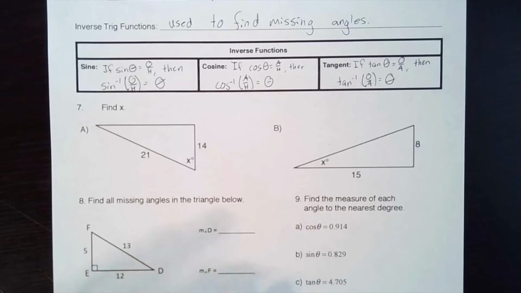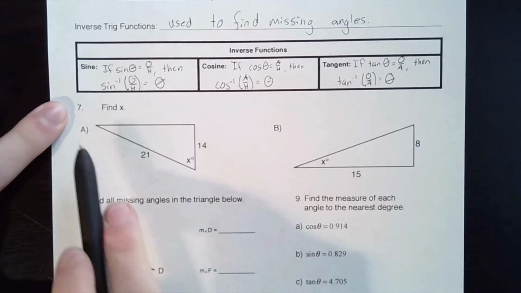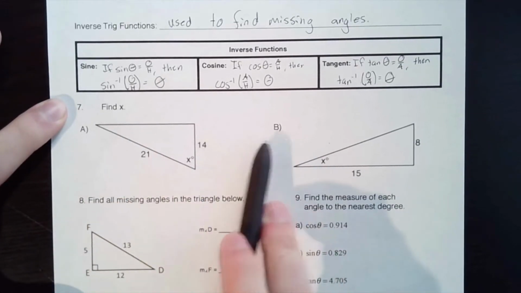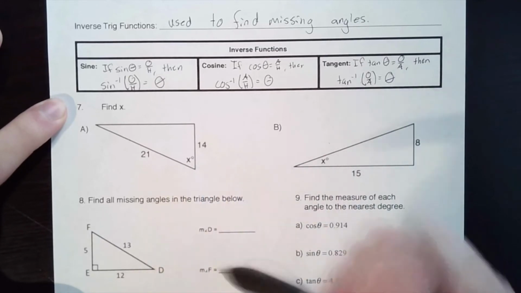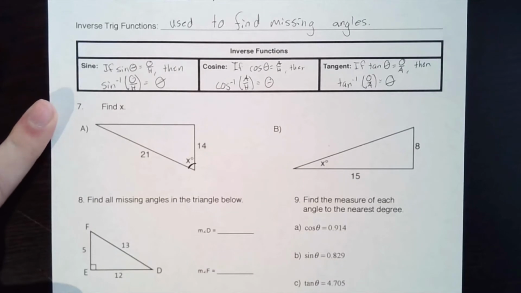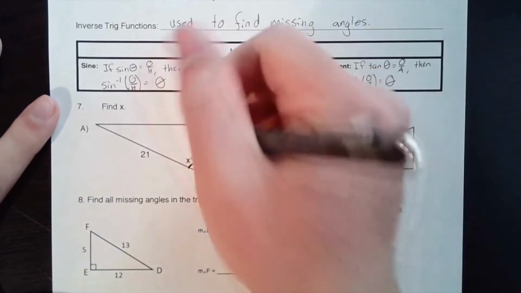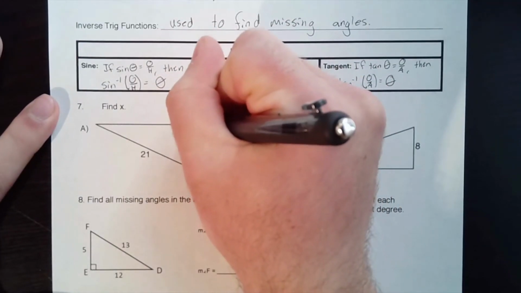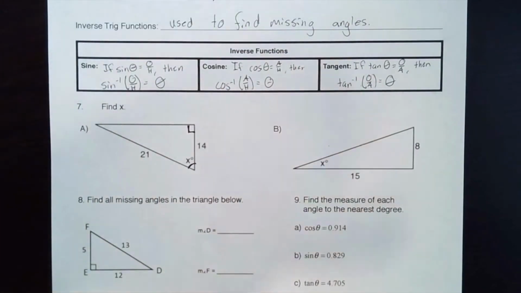We're going to start with number 7. For A, we're trying to find X. We're going to find X for B too. But we're starting with this angle down here in the bottom right. This is my reference angle. That's the angle that I'm working with, so that's going to determine my sides. Now I do have a 90-degree angle here. It's not marked, but we do know that that's 90.